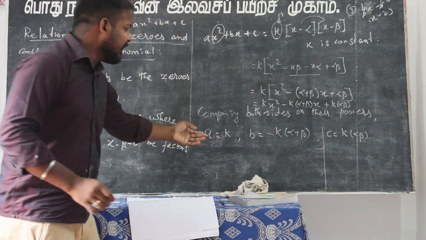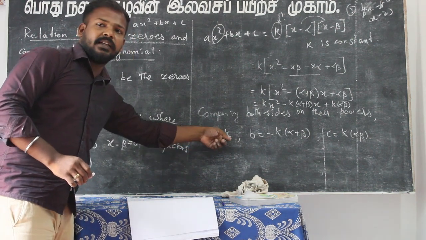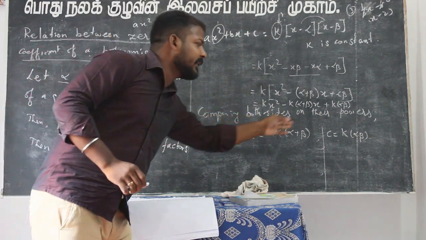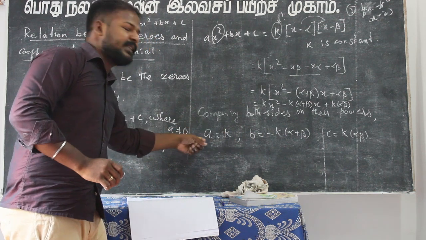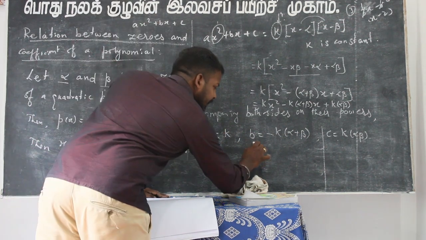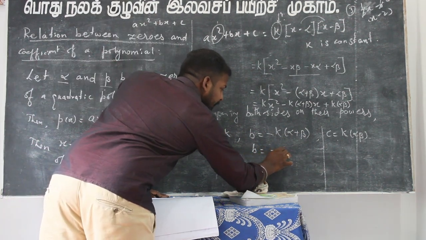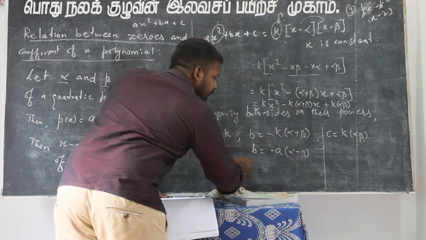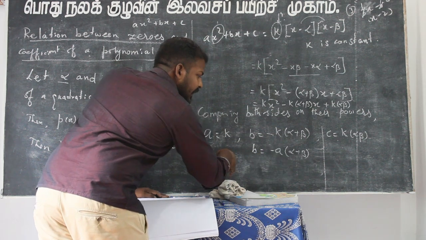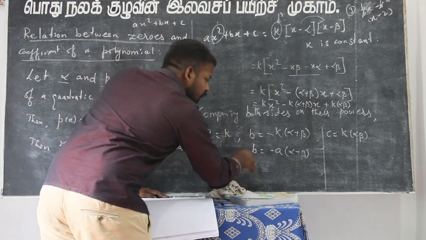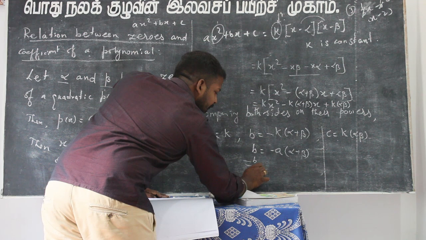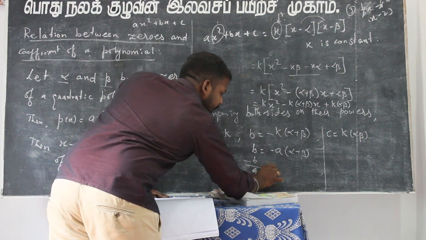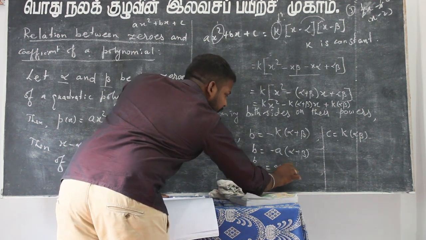So in the first equation we are getting a is equal to k. So we are going to substitute in the next two things. K we are replacing by a. So what will we get here? B is equal to minus a into alpha plus beta. Minus a comes to left hand side, it is going to the denominator. So what will we get? Minus b divided by a is equal to alpha plus beta.